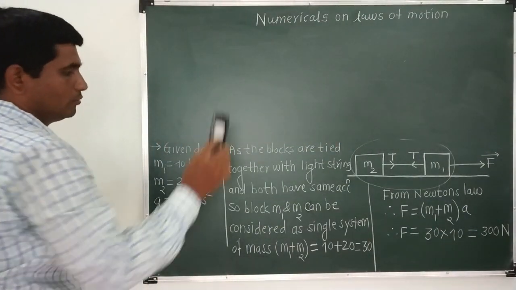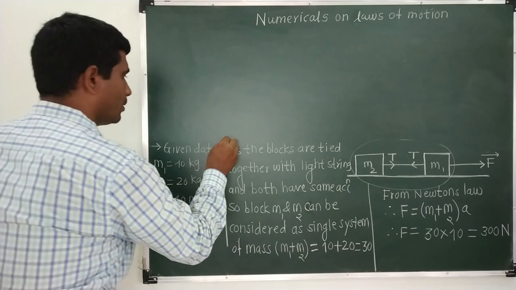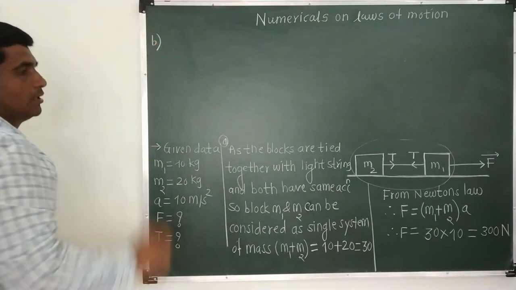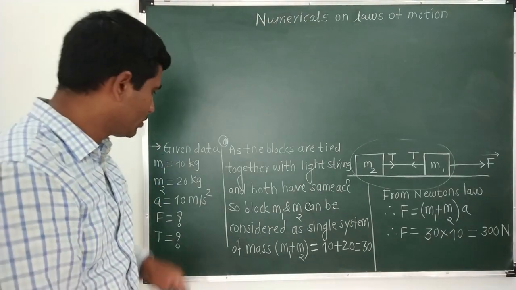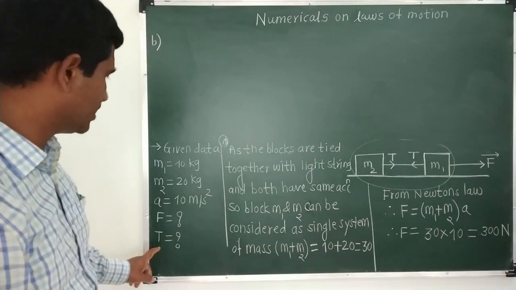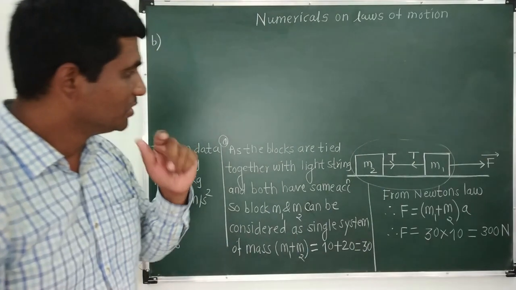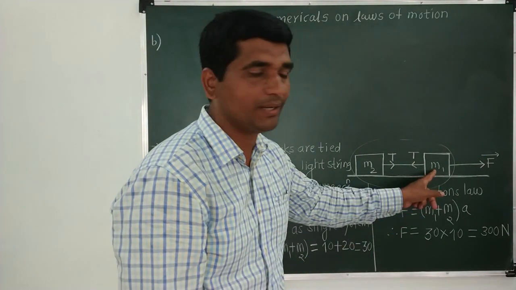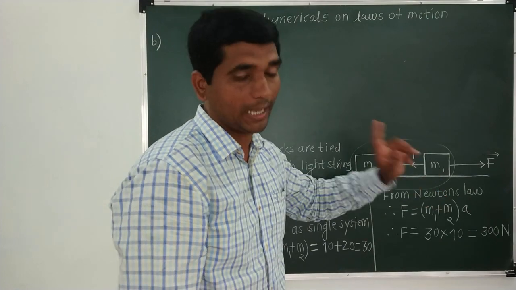Okay. Now this was part A. Now we will go to part B. Now see, we have to calculate the tension in the string, that is T is equal to question mark. In order to calculate the tension in the string, we will make a free body diagram for the block M1.